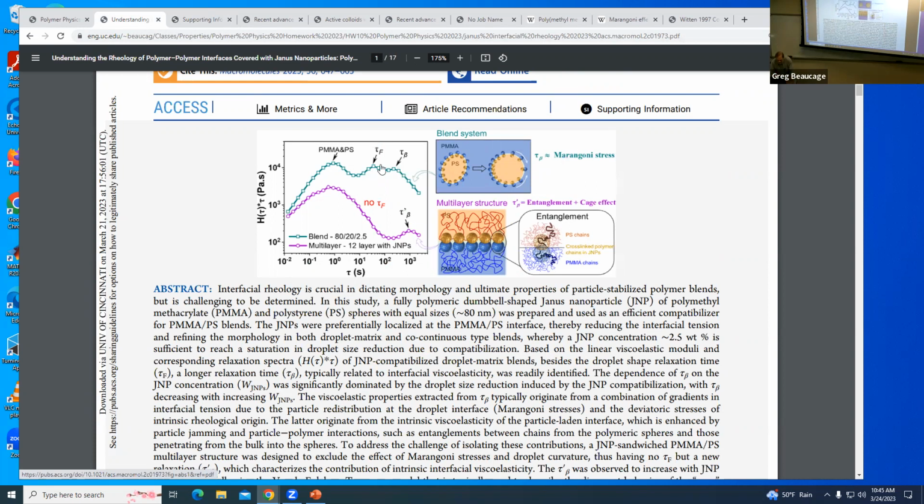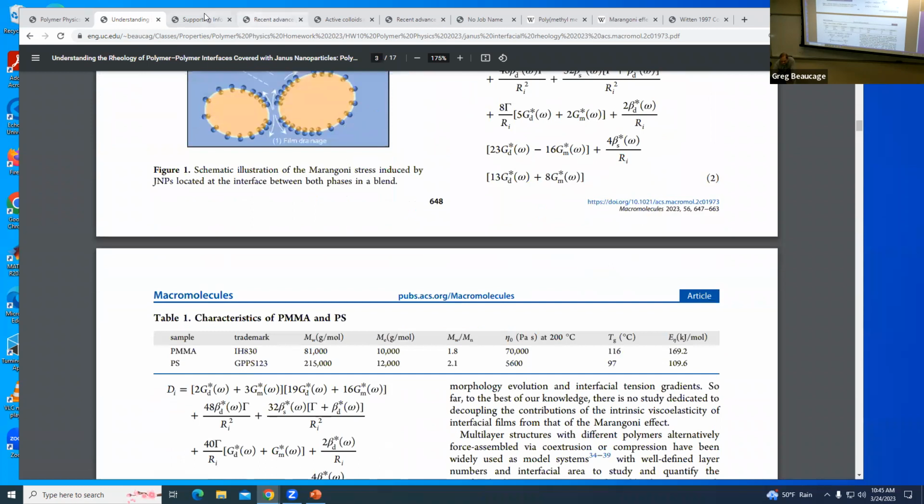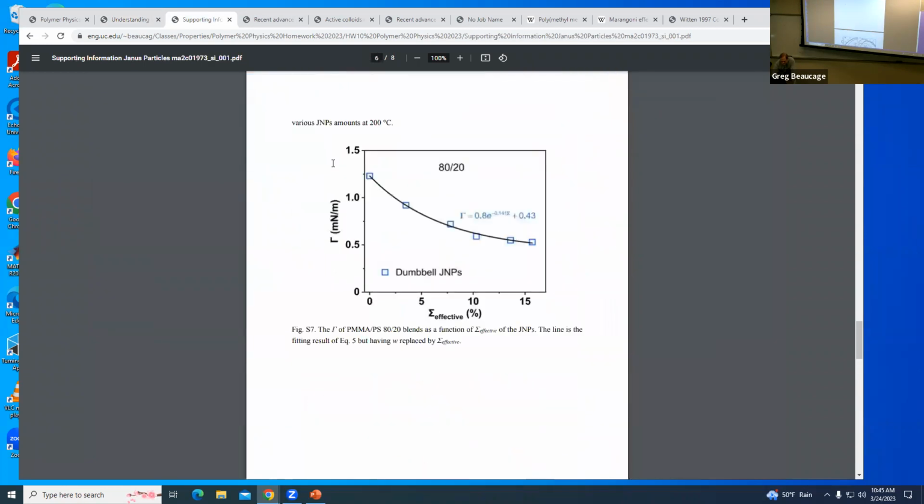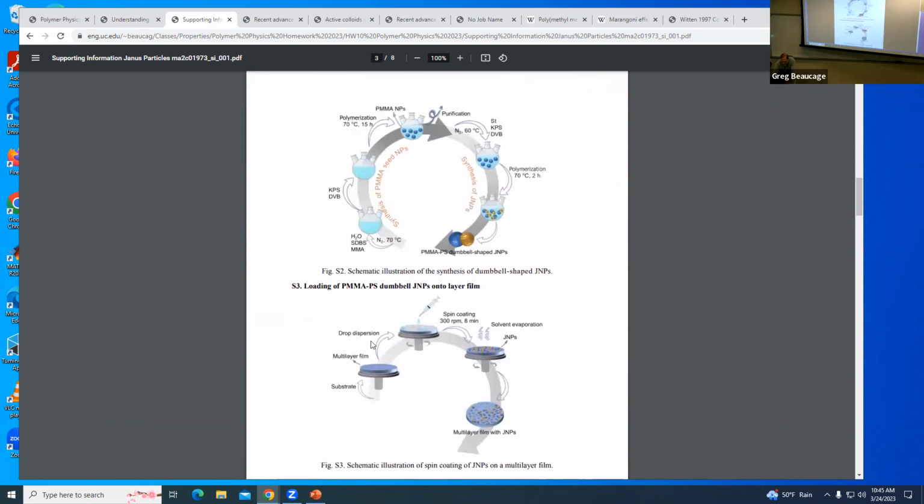So you can make that disappear by, instead of making droplets, doing a spin coating thing. So he spin coats and makes layers. He puts his particles at the interface of the layers, and then he takes that and puts it into a cone plate rheometer. All right, so, and then another thing he does.